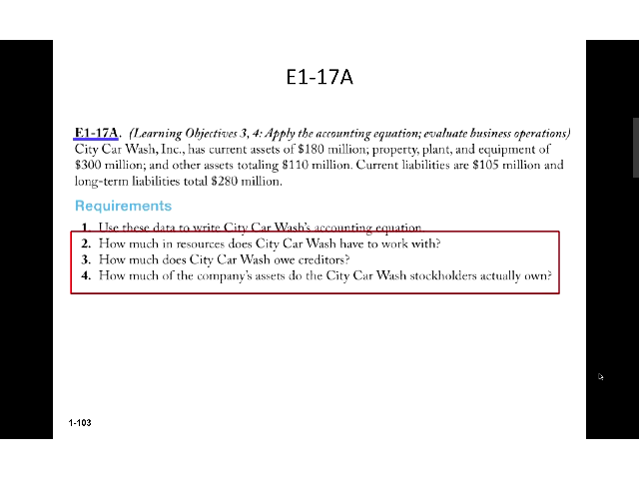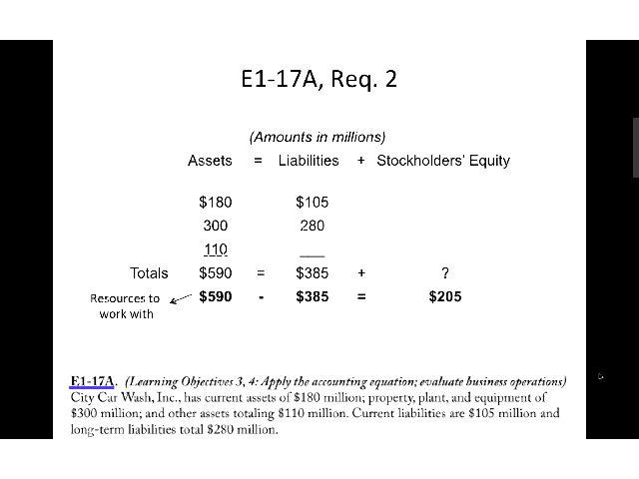So how much in resources? The answer for number 2 is the total assets. The answer for number 3, how much does it owe creditors? That's total liabilities. And then the fourth one, how much of the company's assets do the City Car Wash stockholders actually own? That's our equity. So we go back to the accounting equation. And that last one, the 205, the stockholders' equity, is how much is actually owned by company shareholders.